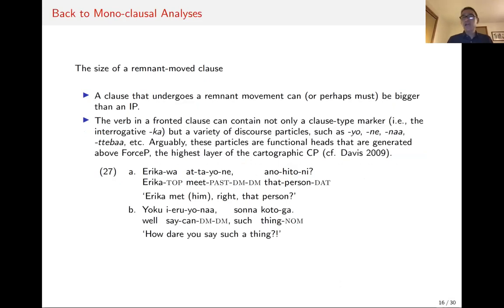First of all, you can have an interrogative marker like ka, which you might want to call the C head. But also a variety of discourse particles such as yo, ne, and na, or deba, any kind of discourse particle that comes at the end, that can move along. If you think about this, remnant movement is right. So for instance, atta yo ne, where yo and ne are both stacked up, and you can actually do the dislocation as well. So it's got to be bigger than what we think is a typical IP.